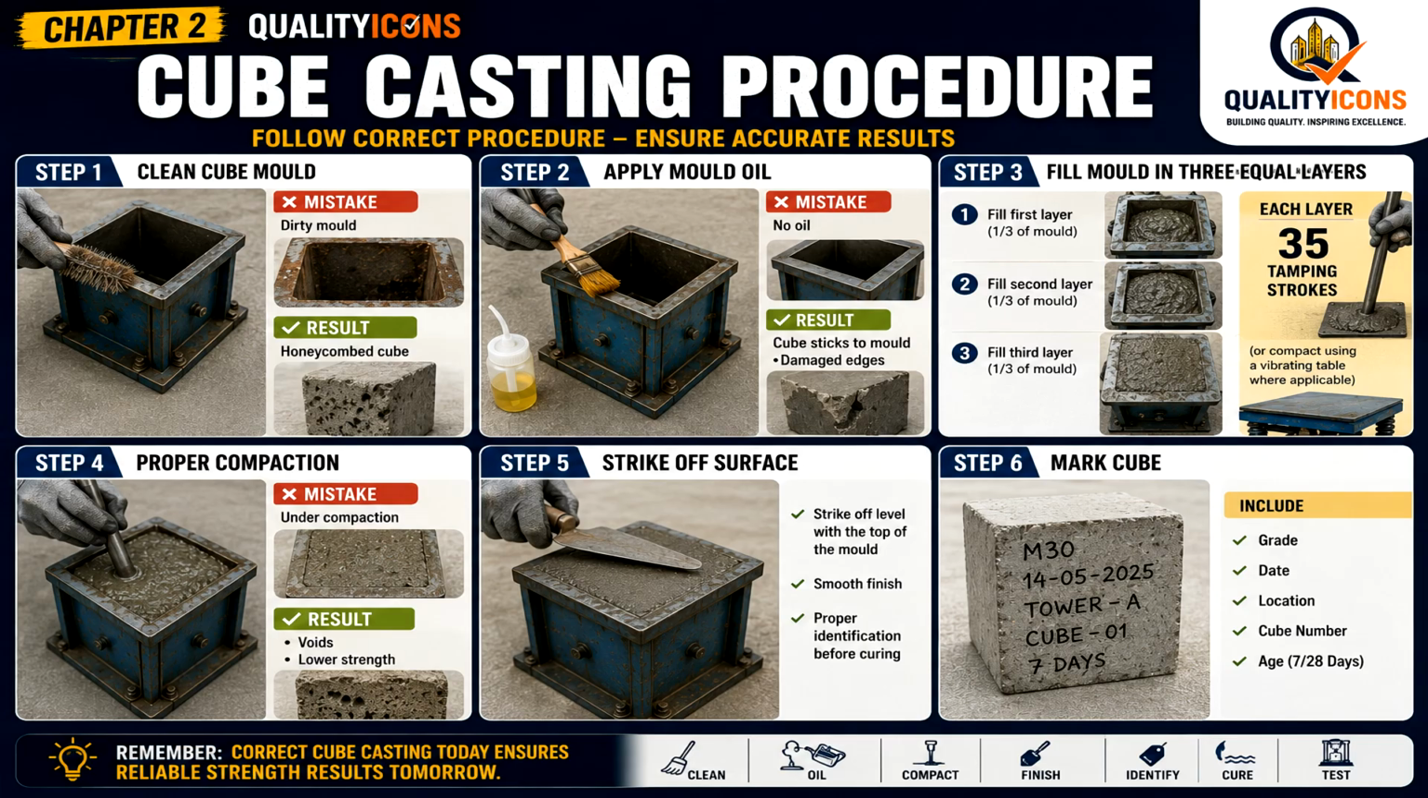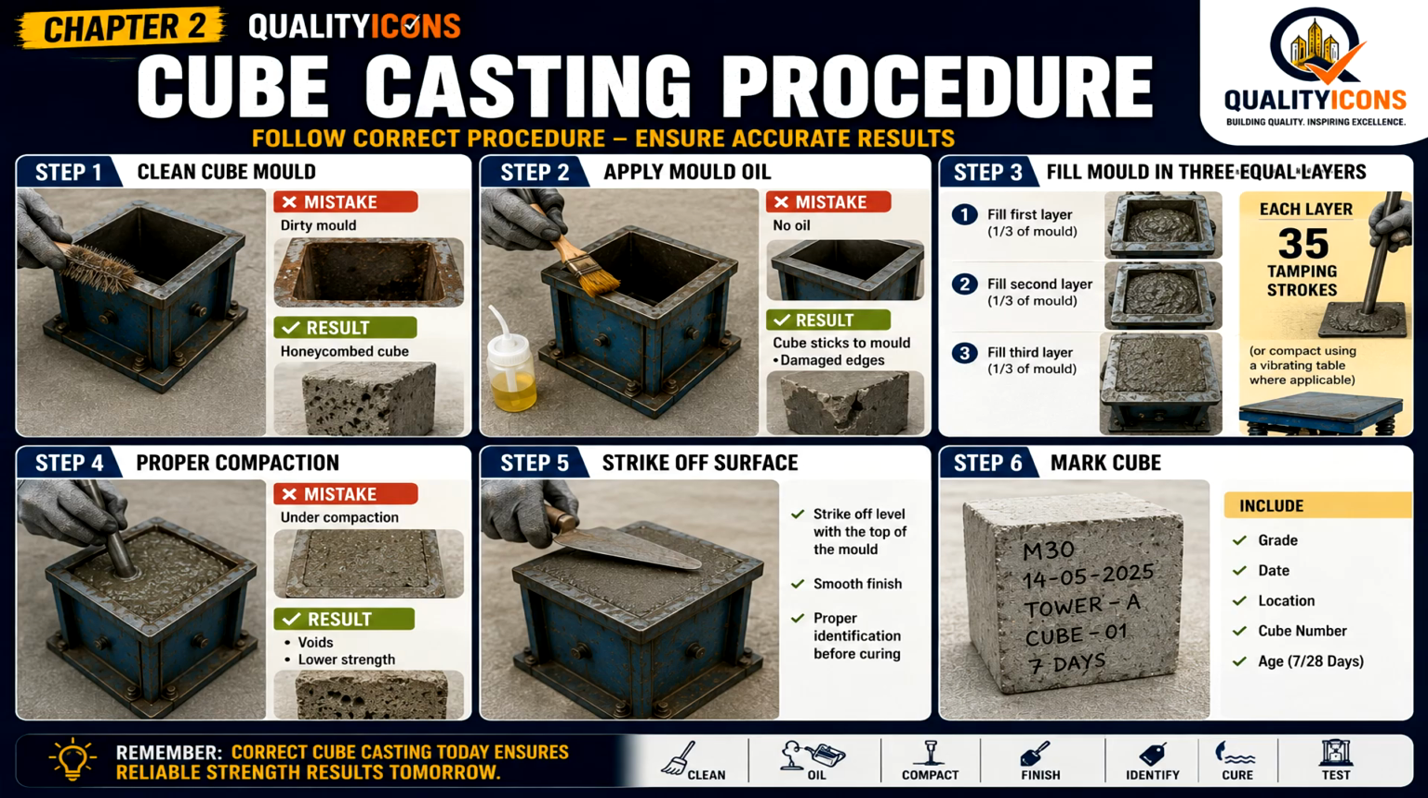Next step is the cube casting procedure. We have already completed the sampling procedure. This is very important, guys. Cube casting must be carried out carefully. First, clean the cube mold thoroughly. Next, apply a thin layer of mold oil or releasing agent that is approved by the project specification, the QAQC engineer, or the project head.